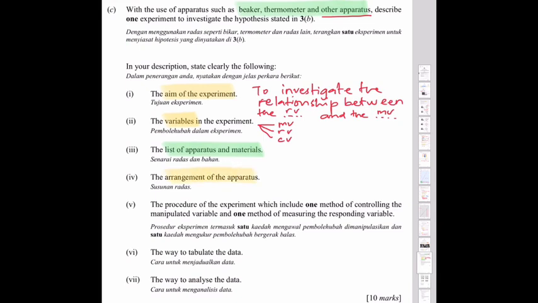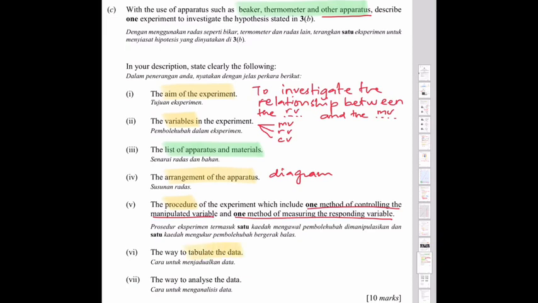For the arrangement of the apparatus, you have to draw a diagram with labels to show the arrangement of the apparatus and materials. For procedures, make sure that you include one method, how you control the manipulated variable, and one method, how you measure the responding variable, and the last one is the repetition, how you repeat the experiment by using other values of the manipulated variable.